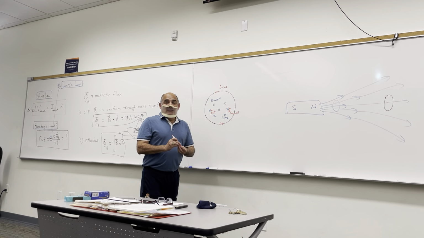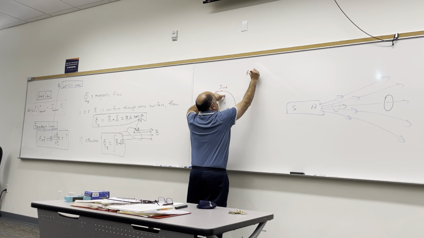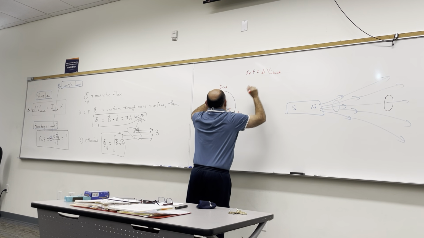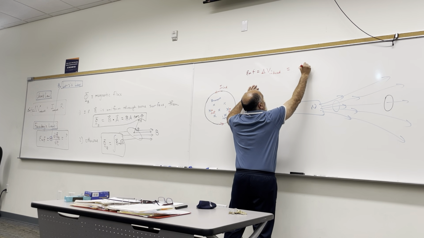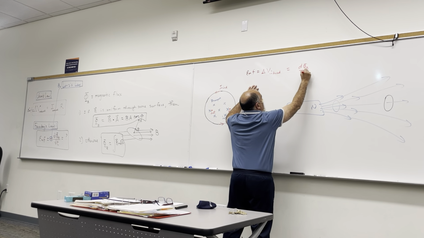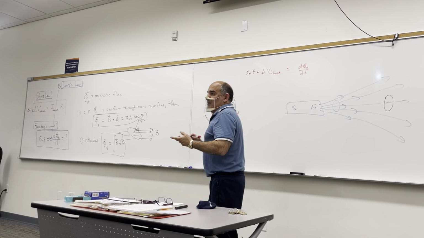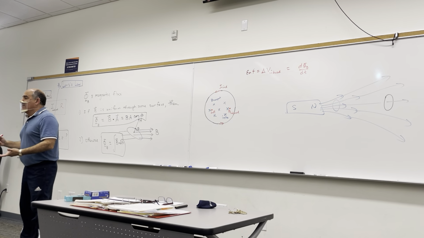And the induced voltage over here, the EMF that's induced, or if you like, you can call it delta V induced. By Faraday's law, it will be in magnitude equal to the derivative of the magnetic flux with respect to time, you know, the change in it. The minus sign is just there to tell you in which direction ultimately the induced current is going to be in the ring.